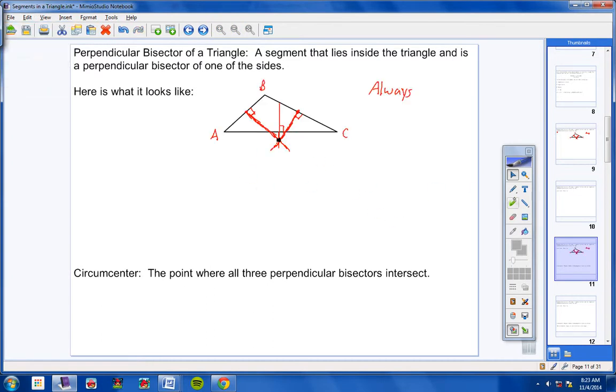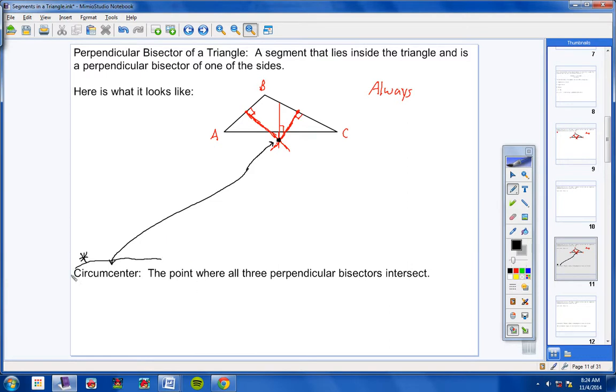Now make note of this in your notes, students. Write this down, please. Circumcenter. Okay? Write that down, please. You must know this. Students, you're responsible for this term on a test or a quiz. Circumcenter, the point where all three perpendicular bisectors intersect. So this point right here, this black point, is called the circumcenter. And you need to know that, okay?